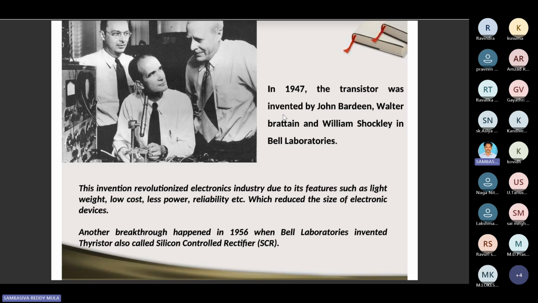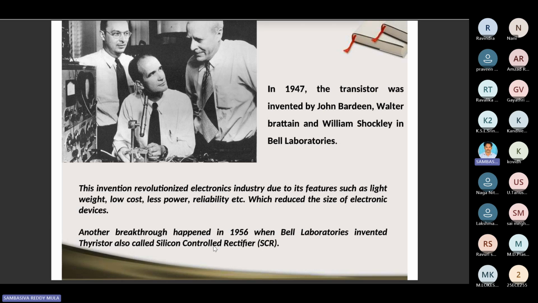So after the vacuum tubes, in 1947 the transistor was invented by John Bardeen, Walter Brattain, and William Shockley in Bell Laboratories. The invention of the transistor revolutionized the electronics industry due to its features such as being lightweight, low cost, less power consumption, and reliability. Okay, it will last for years and years. Some electronic devices like our keypad phones are still working. Okay, so it reduced the size of electronic devices.